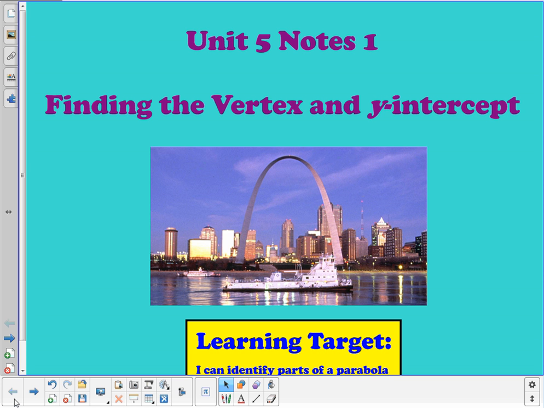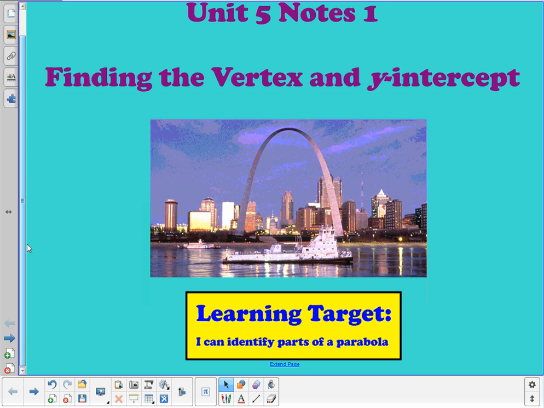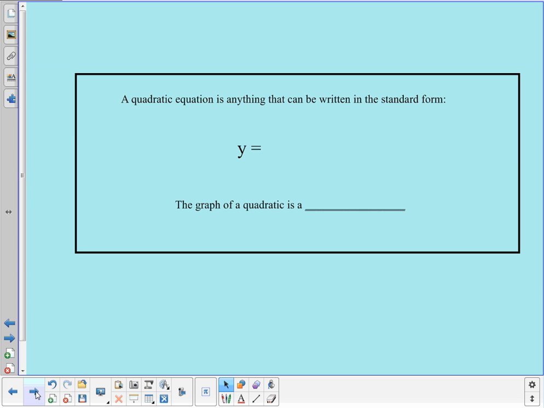We are moving into Unit 5, which is all on quadratic equations, and today we're going to talk about finding the vertex and the y-intercept of a parabola. So our learning target for today is I can identify parts of the parabola. So let's just talk about what quadratic equations look like and that funny word parabola and what that means.